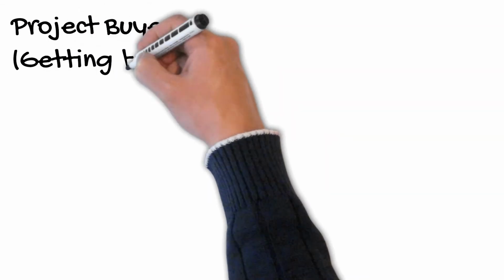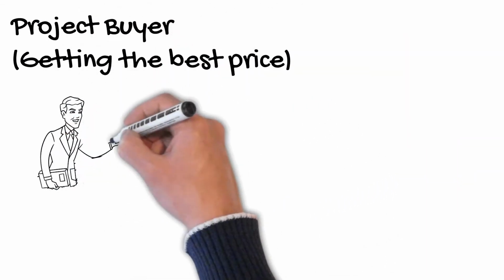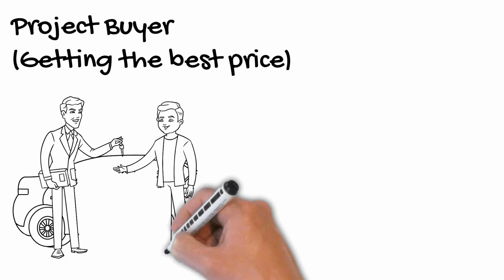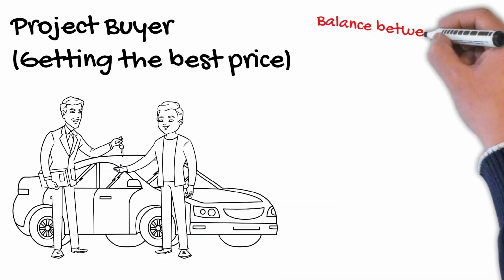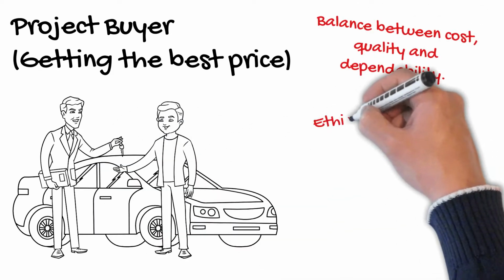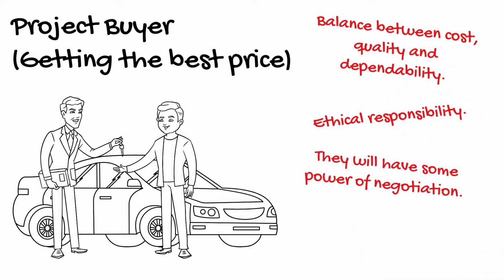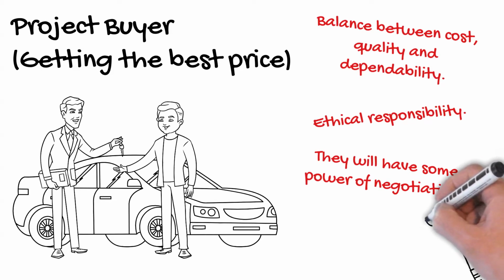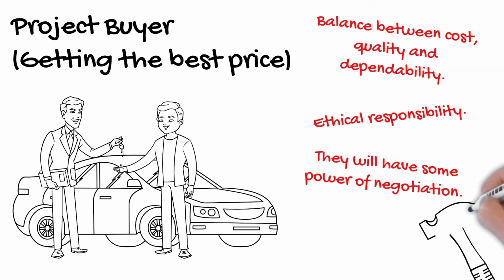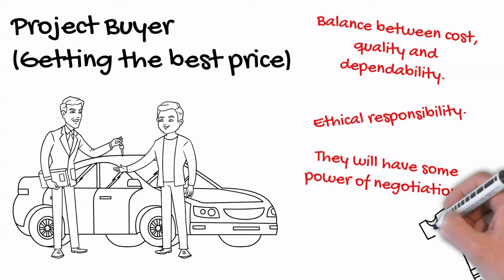The project buyer needs to get the best price for the materials and resources needed on the project. This is a balance between cost, quality, and dependability. They also have an ethical responsibility as well to make sure the materials and the labour aren't anything to do with slave labour or child labour. They will have some power of negotiation depending on the size of the project and future projects or historic projects. Very large projects where you're buying in great bulk, you should be able to negotiate costs down, whereas just a small housing project, you'll probably have to take a price offered.